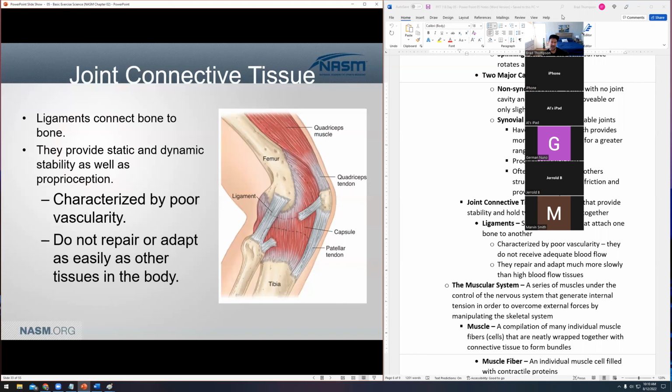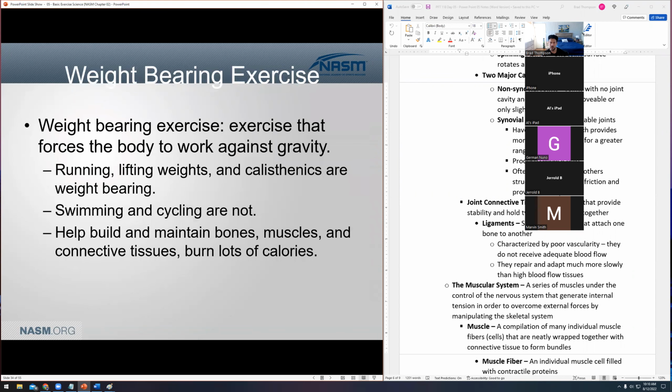But look at how long it takes to recover from a sprained ankle. The reason is that there are just not as many nutrients getting to the ligaments in your ankle, so it takes a lot longer to repair. Think about how long it takes to get tendonitis to go away, or a torn muscle, which is usually actually a torn tendon. How long does that take to repair? It takes a long time because it's not getting a lot of blood flow. Due to that lack of blood flow, those tissues take a lot longer to repair. It's also why it's really important to not overtrain.